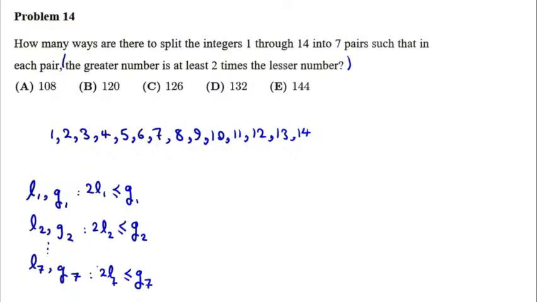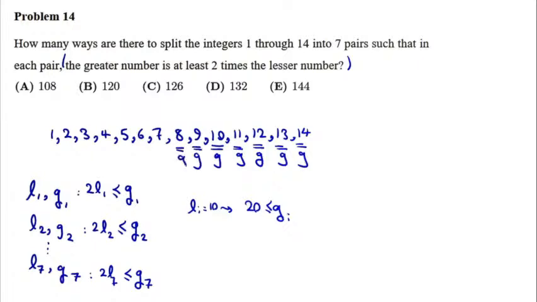Okay. So, can the lesser number be 10? No. Because for example, if Li is 10, then the greater one, Gi, should be at least 20, but it's not possible. So, we understand that 10 should be the greater one if it is in a subset. Similarly, 11 and 12, 13, 14, also 9, also 8.